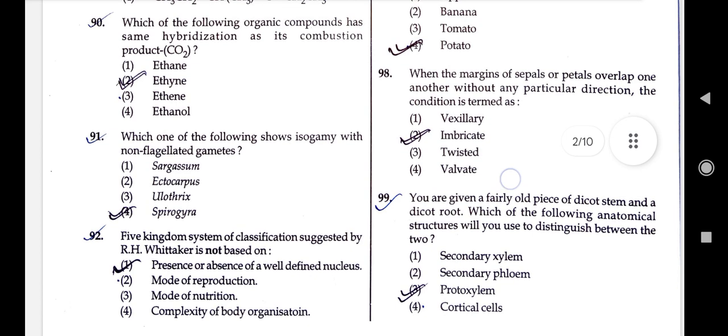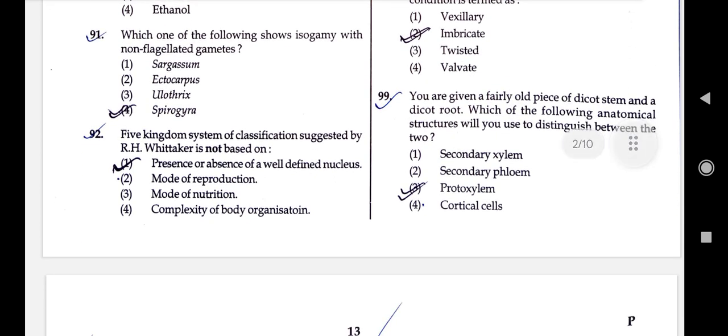If you see question number 91, which one of the following shows isogamy with non-flagellated gametes? Option 1 Sargassum, option 2 Ectocarpus, option 3 Ulothrix, option 4 is Spirogyra. So option 4 is the correct option, that is Spirogyra, students.